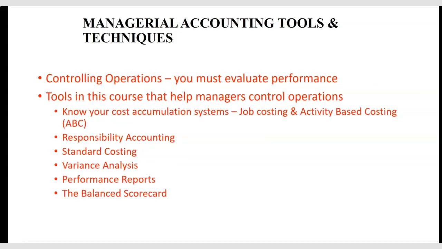In the controlling of operations, here you must evaluate performance. And in order to do that, you must understand the cost accumulation systems like job costing and activity-based costing. You will learn what is meant by responsibility accounting. You'll be introduced to standard costing methods, and that will lead to variance analysis, where you're comparing what actually is happening to what you planned to happen. And you look at the variance. You focus on the difference. You'll understand how to put together performance reports, because performance evaluation is a big part of your job description. And lastly, the new concept introduced recently is called the balanced scorecard.